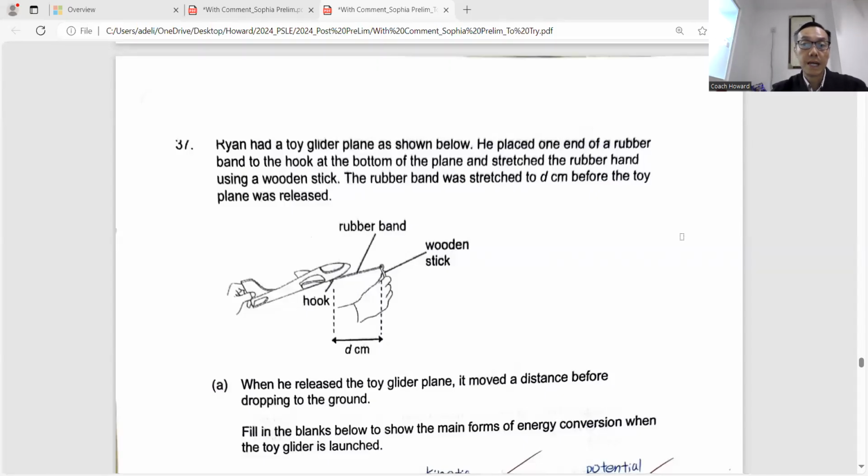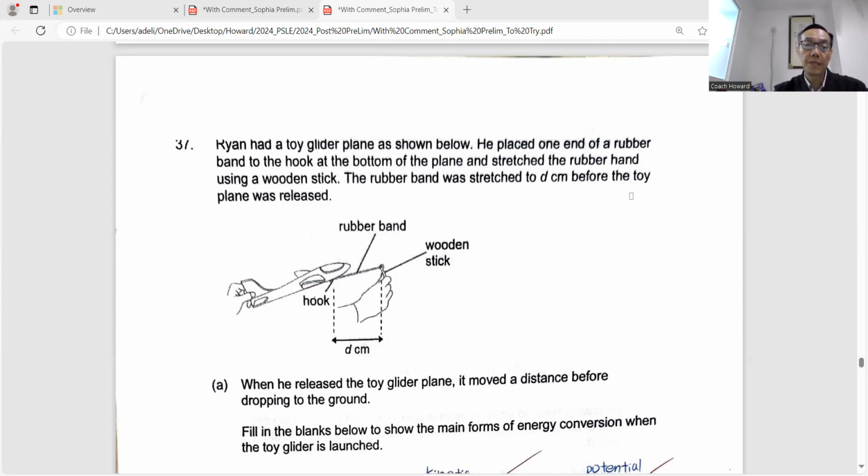Okay, let's look at another question. This is a diagram that shows the experiment. Ryan had a toy glider plane as shown below. He placed one end of a rubber band to the hook at the bottom of the plane and stretched the rubber band using a wooden stick. The rubber band was stretched to d centimeter, d cm, as is shown here, before the toy plane was released.